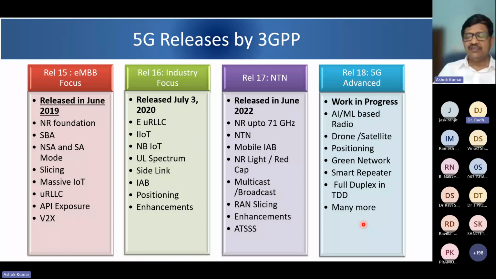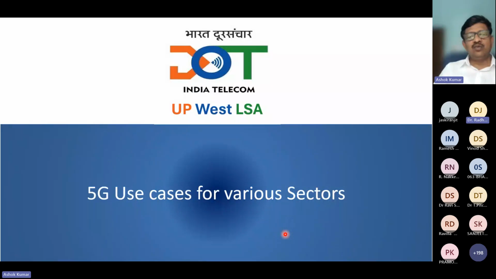So these are the 3GPP releases. We don't have a release 17 compliant network as of now. As of now, I have only release 16 networks coming into the market. This will take 1 or 2 more years perhaps. Okay, so with this, let's look at 5G use cases for different sectors. We talked about some use cases, but let's talk sector-wise about certain use cases of 5G.